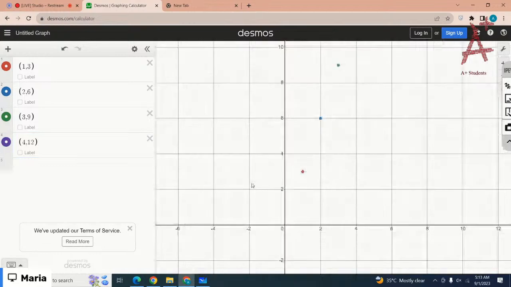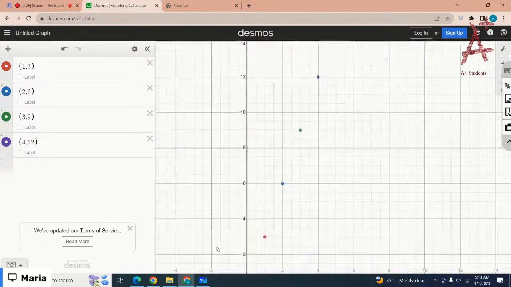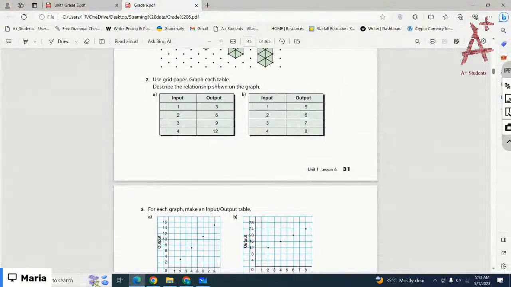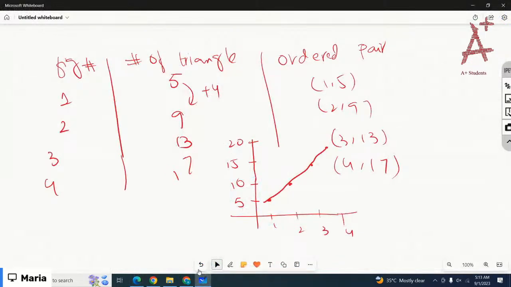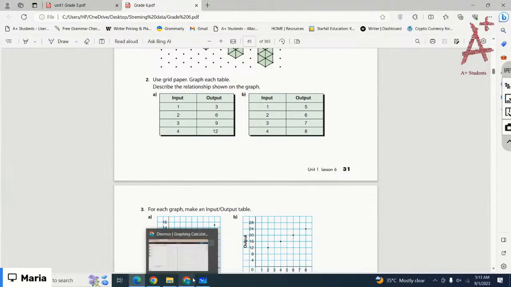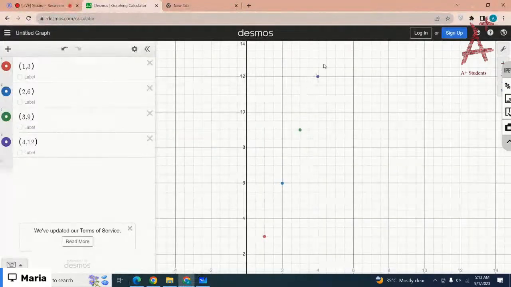You can see here are the points, right? If you join the points, they make a straight line, right? Also, you have to see the relationship shown on the graph. You can see the input is increasing by 1, but the output is increasing by 3 points every time, right?